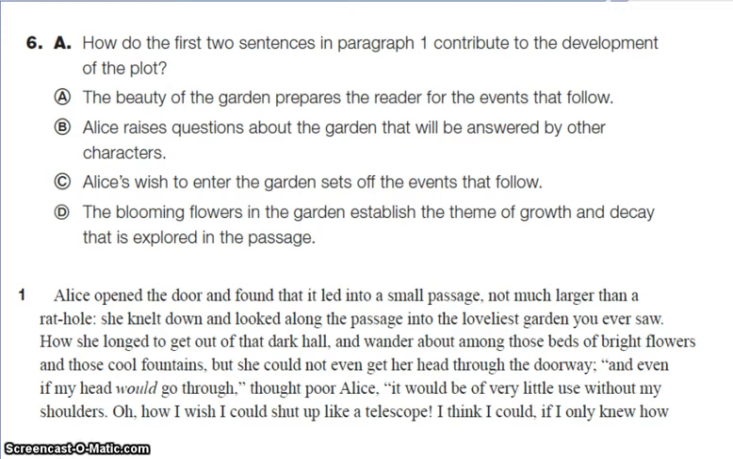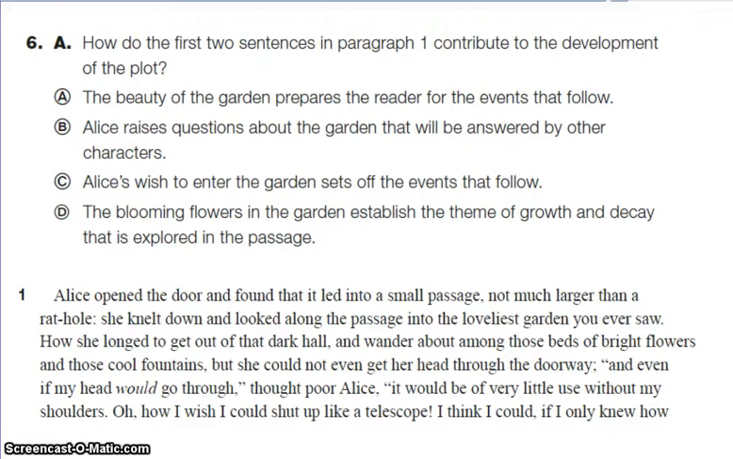Okay, so now we're going to look at question number 6. How do the first two sentences in paragraph 1 contribute to the development of the plot? The first thing we need to do is reread the first two sentences and think about what effect those two sentences have on setting up the story and establishing the plot and moving the plot forward.